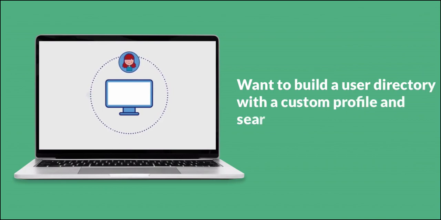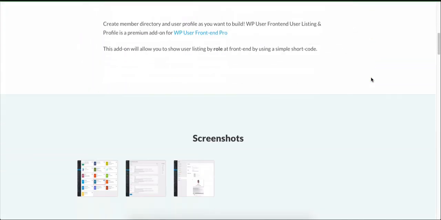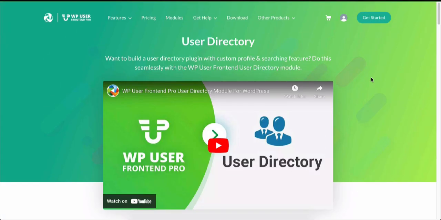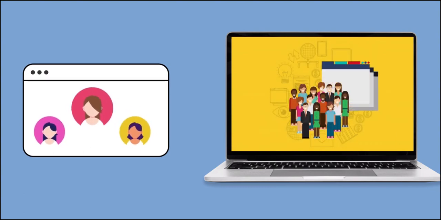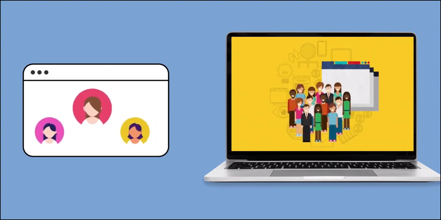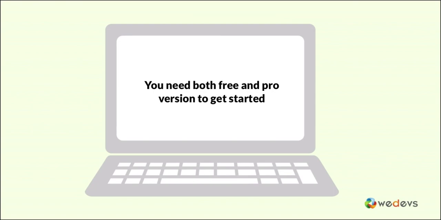Want to build a user directory with a custom profile and searching feature on your WordPress site? You can do this seamlessly with the WP User Frontend User Directory module. It aims to simplify the process of creating a customized member directory and user profile. It's a premium feature of WP User Frontend Pro. For that, you need both free and pro versions to get started.